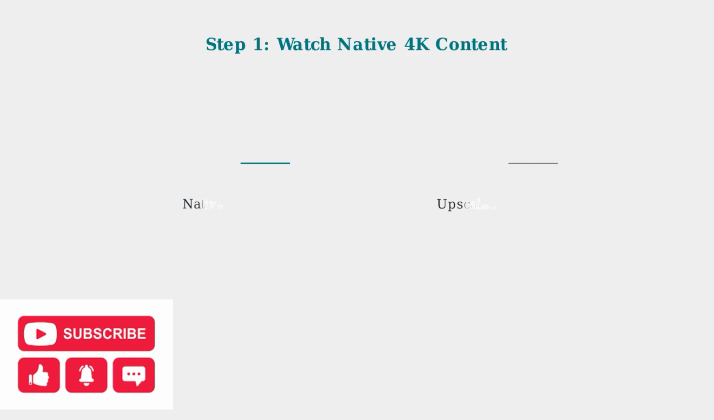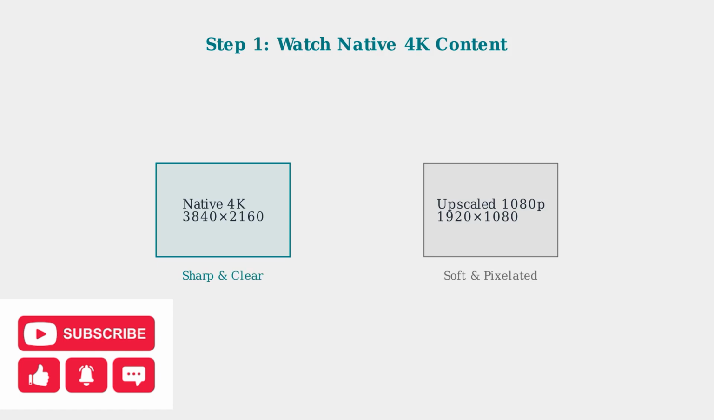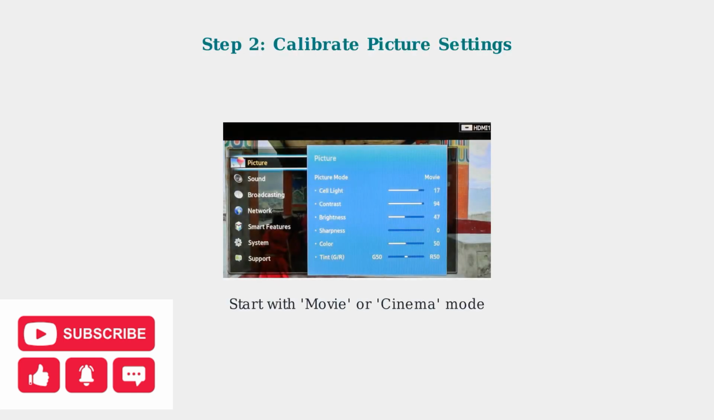The first step to improving your 4K TV's picture quality is ensuring you're watching native 4K content whenever possible. Lower resolution content gets upscaled, which reduces sharpness and clarity. Next, calibrate your TV's picture settings. Start by selecting movie or cinema mode, which provides the most accurate color and contrast settings as a baseline.